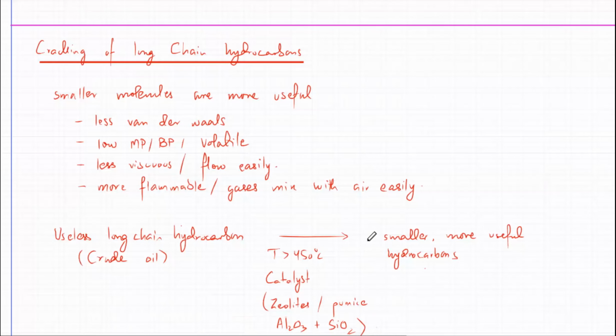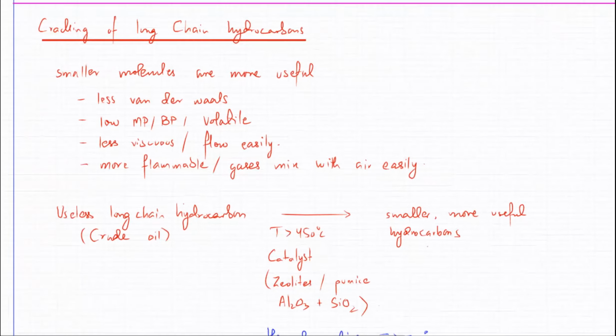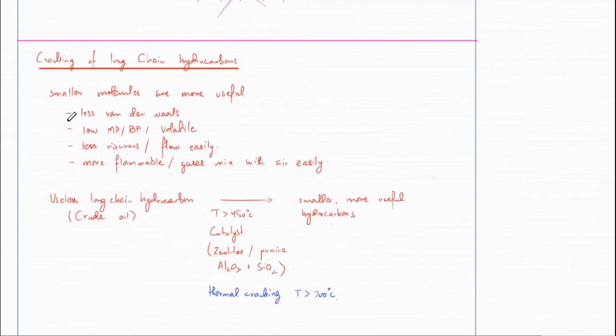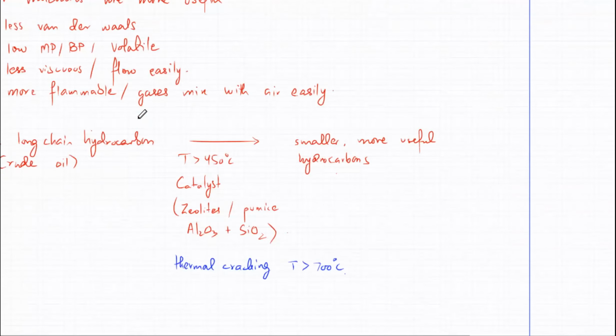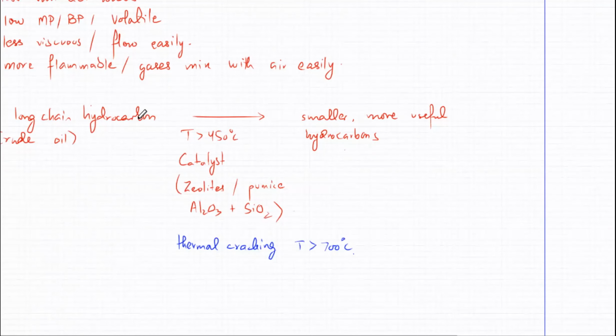So we'll just complete this in the next class then. You've already done this, this is pretty much O-level stuff. I'll just add this, that smaller, more useful hydrocarbons are obtained. What you get over here is a mixture of smaller alkanes, and you get alkenes. And you also get a lot of hydrogen gas as well.